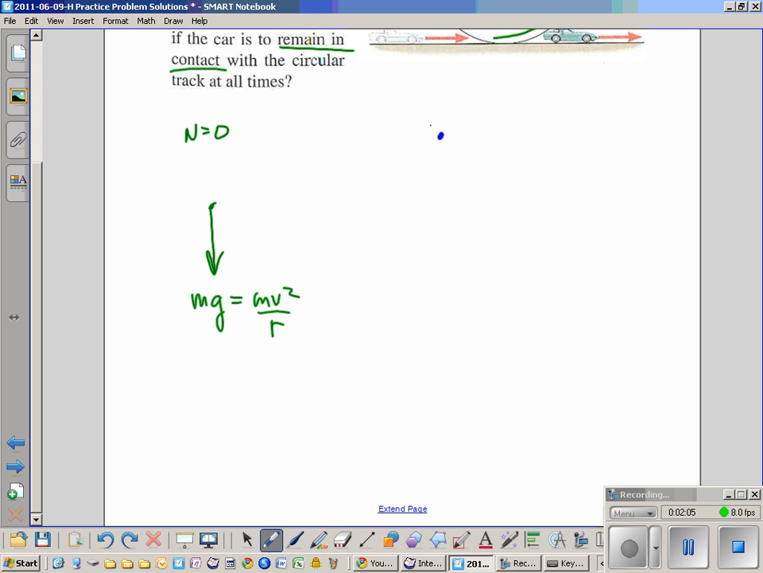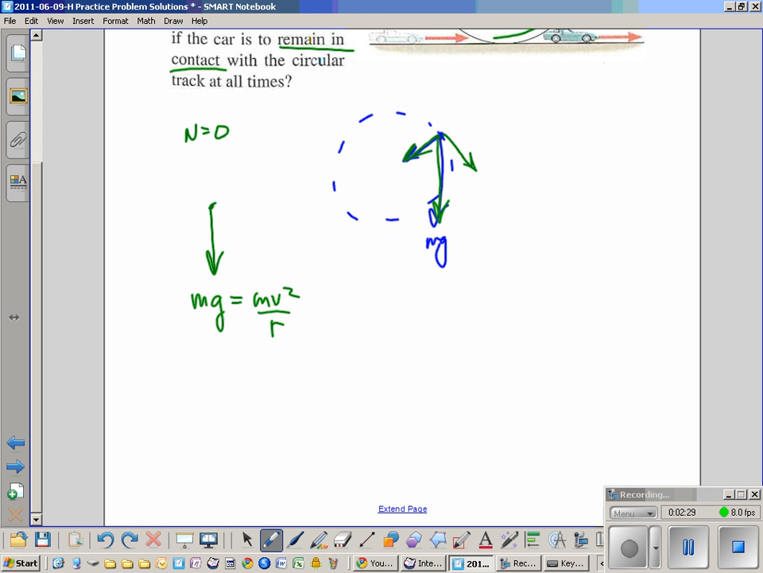Now we could look at a more general expression. Anywhere along the circle, let's take right here, you have mg acting downward, and you have the normal force acting in this direction. That means you're going to have a component of gravity that's radial, and I'll make gravity green here. We're going to have a component of gravity that's radial, or centripetal, and one that is tangential.